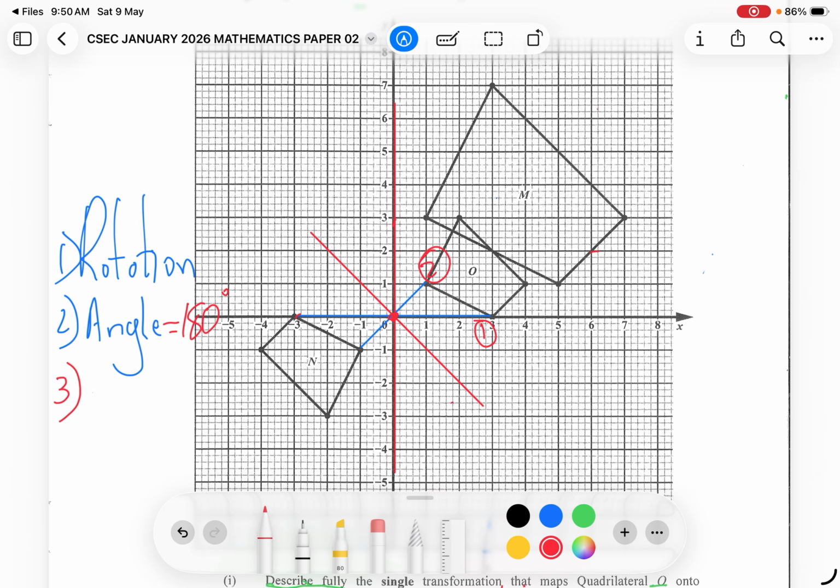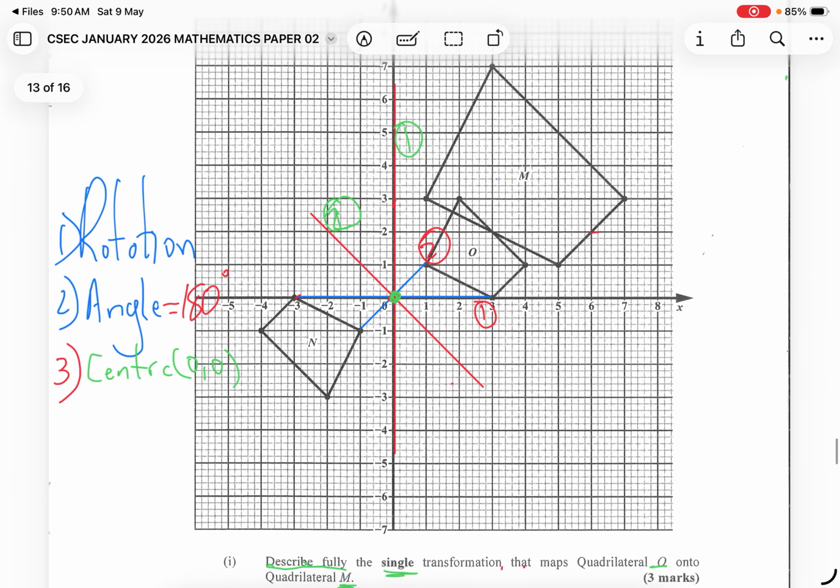So I note that the two perpendicular bisectors meet. Perpendicular bisector 1, perpendicular bisector 2, they meet each other here. So that means my center of rotation is a point, and it's (0, 0). Always indicate both x and y. Awesome. Let's go. We're almost there.